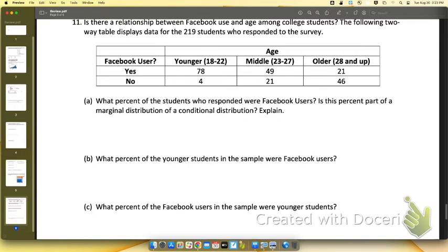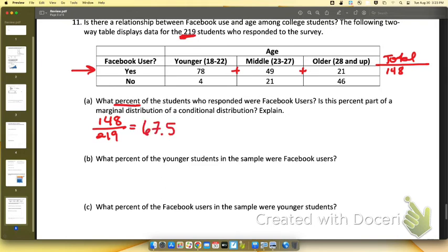Number 11, last one. Is there a relationship between Facebook use and age among college students? The following two-way table displays data for the 219 students who responded to the survey. So that gives me my total number. It says what percent of the students who responded were Facebook users. So I need to find out how many total Facebook users there were. So 78 plus 49 plus 21 gives me a total of 148. Now I want to find that 148 out of 219, and that is 67.58%.